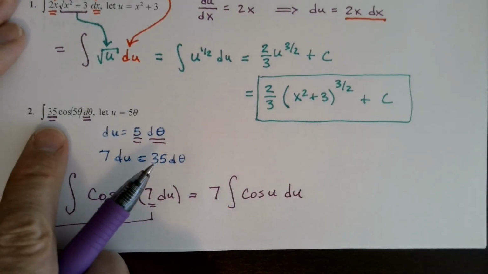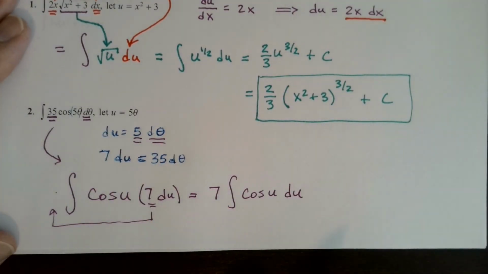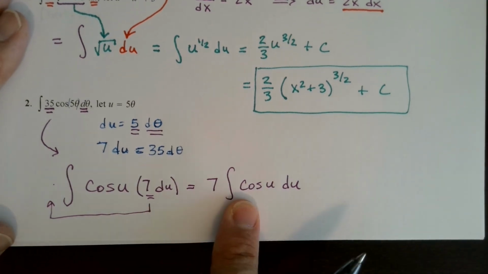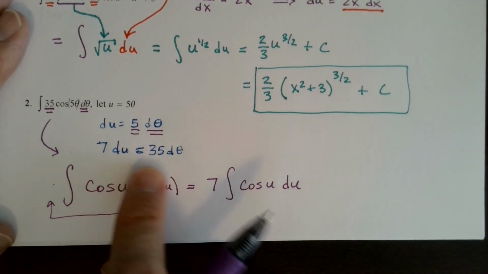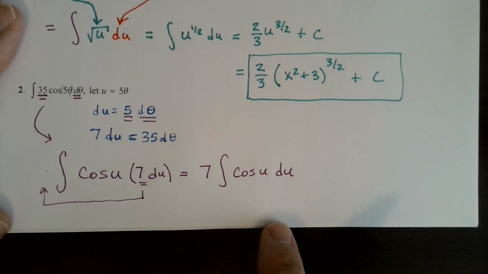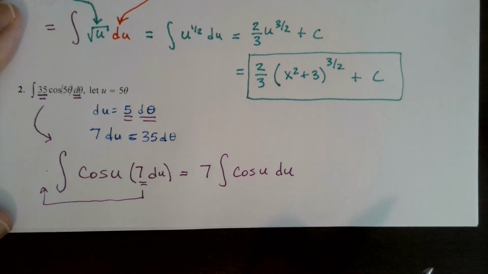So if you went ahead and factored a 7 out of 35 and were left with 5 d theta, you would go right to here. That's fine. It's the same thing. I like to do it this way better. It gets a little confusing when you're not quite sure what you need to factor out of here. So there's multiple ways of doing it. I like to do it this way.